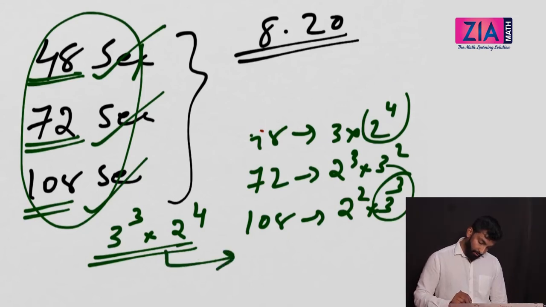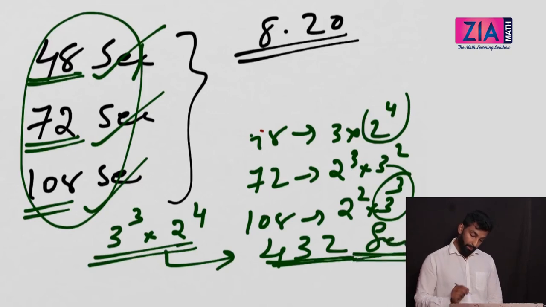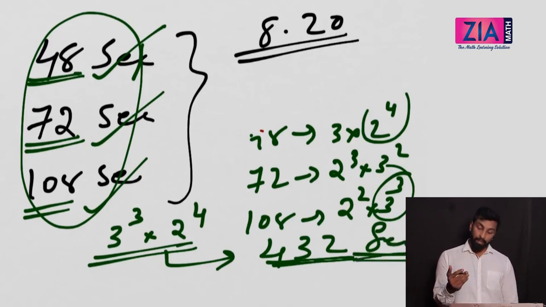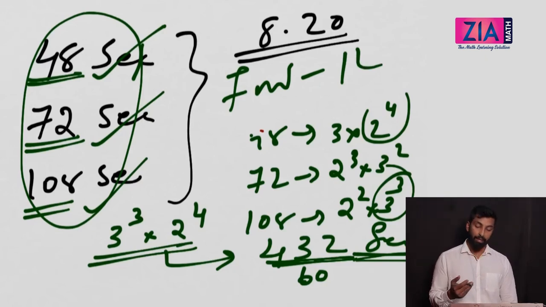So what is the value of this? This is 432, okay? So 432 seconds. What does it mean? After 432 seconds, all 3 will change simultaneously, right? How many minutes is 432 seconds? We need to convert into minutes, so divide by 60, and you will get 7 minutes and 12 seconds, right? So after 7 minutes and 12 seconds, it will change again.